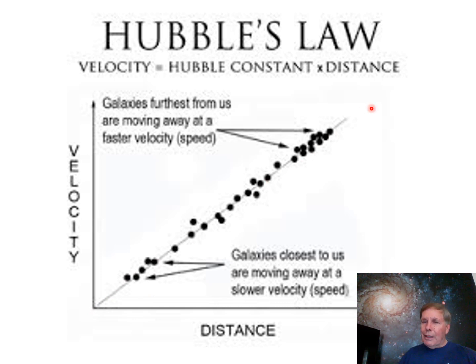Boy, that's wild. It means that the galaxies that are farthest away are moving away fastest, and the galaxies that are closest are moving away slowest, okay? But they're all moving away, and this is taken now as the first real observational evidence of the large-scale expansion of the universe. The large-scale expansion of the universe.